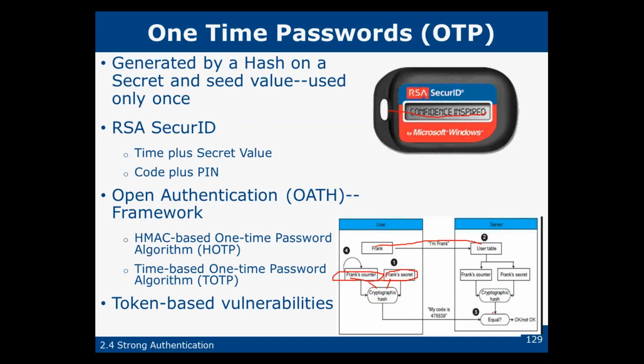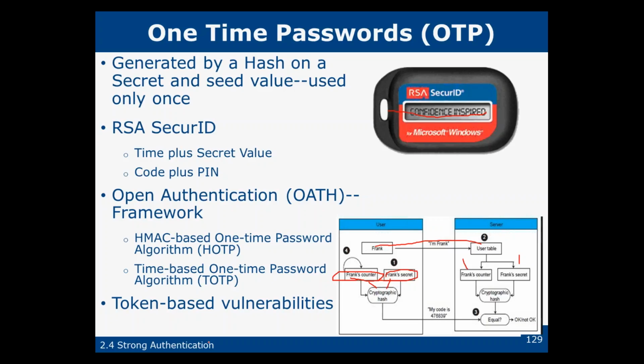The server is going to create its own hash based on the same information, Frank's counter and Frank's secret. If they're equal, then you get in. If not, then you obviously don't get in. There are some vulnerabilities in these things, although they're going to work much better than just the username and password.